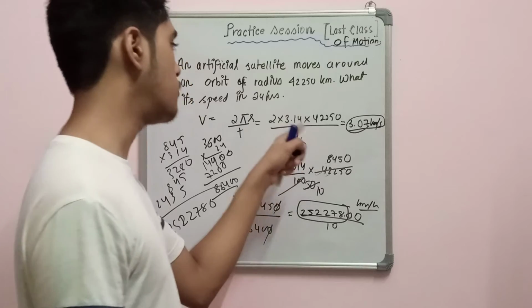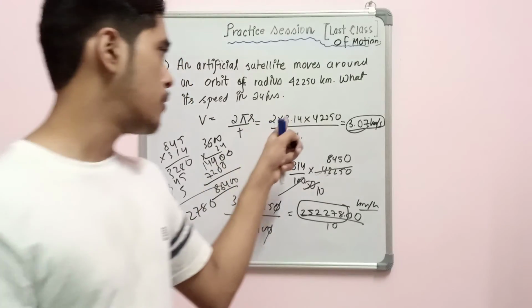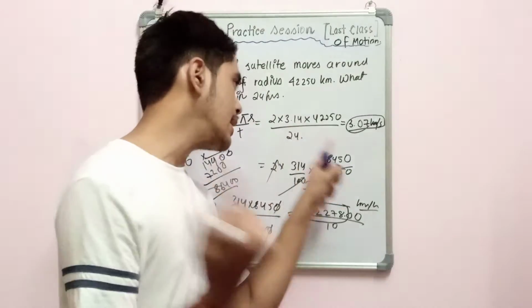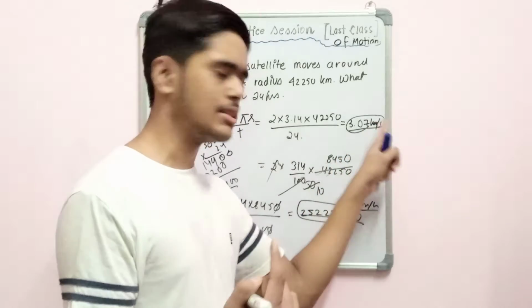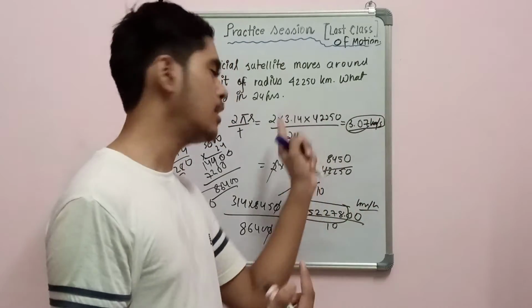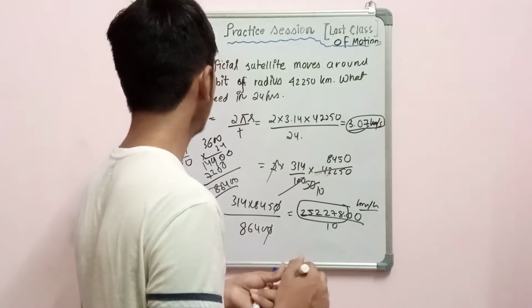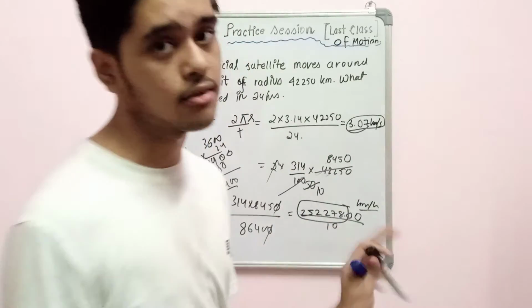If you take 3.14, check the value of pi. If pi is 22 upon 7, the answer is 3.07979997908, which is the repeating one. Okay, very easy question. Just need of calculation, nothing else.